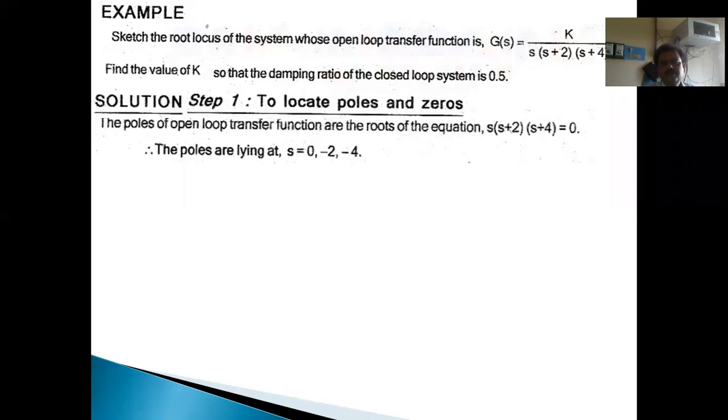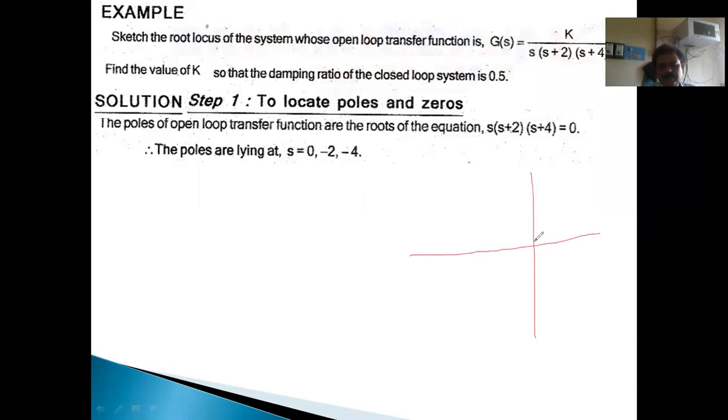First step, we have to find out the open loop poles and open loop zeros. In this case, the numerator has no polynomial in s, it only has the denominator polynomial, so there are no zeros. So simply calculate the roots: s = 0, s = -2, s = -4. So that is our first step.